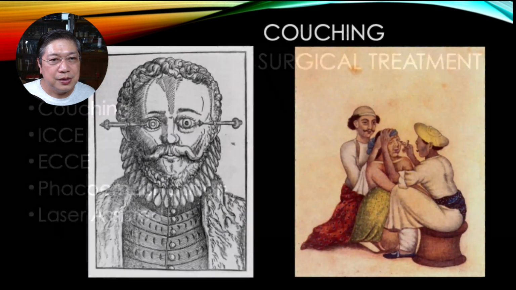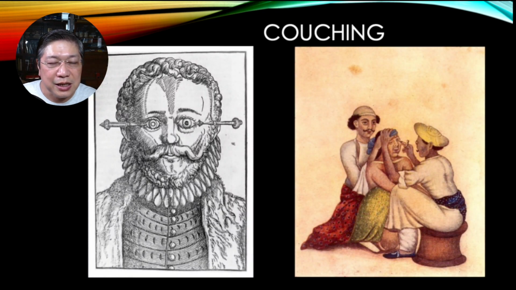So couching is basically getting a stick. In fancy hospitals, they use a fancy stick. If you're going to a provincial or a barrio doctor, then he'll probably be using just a piece of wooden stick. They'll hit the eye repeatedly until the cataract floats into the vitreous.